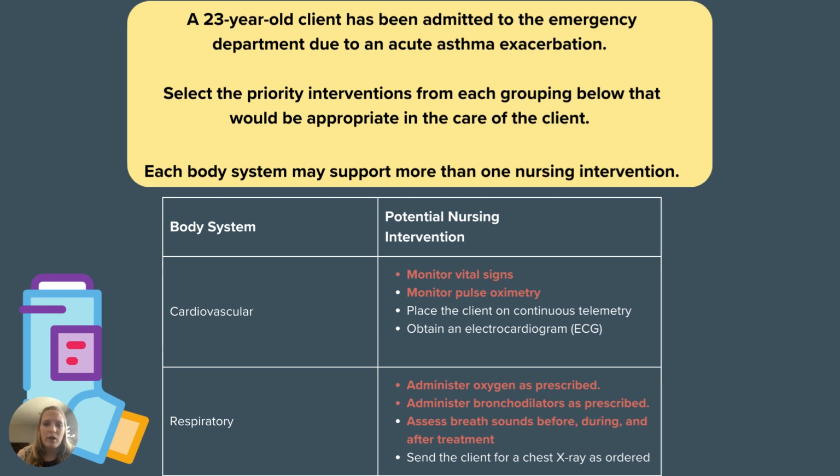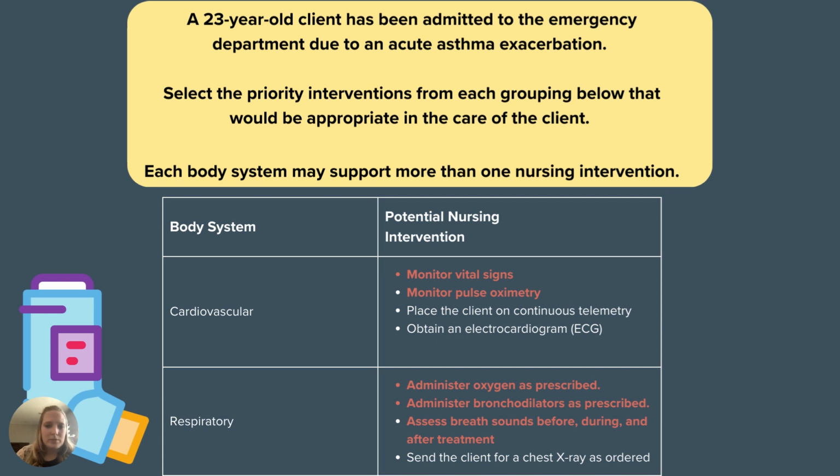And as I mentioned before, I kept this one simple from a content perspective because these questions have a lot going on. So let's focus on our priority interventions in each body system. So our client here is experiencing an acute exacerbation, otherwise known as an asthma attack. Under our cardiovascular interventions, we definitely want to monitor vital signs as well as that pulse oximetry continuously. If the client status were to continue to decline, then continuous telemetry or an electrocardiogram might be appropriate, but initially our priority are those vitals and pulse ox.